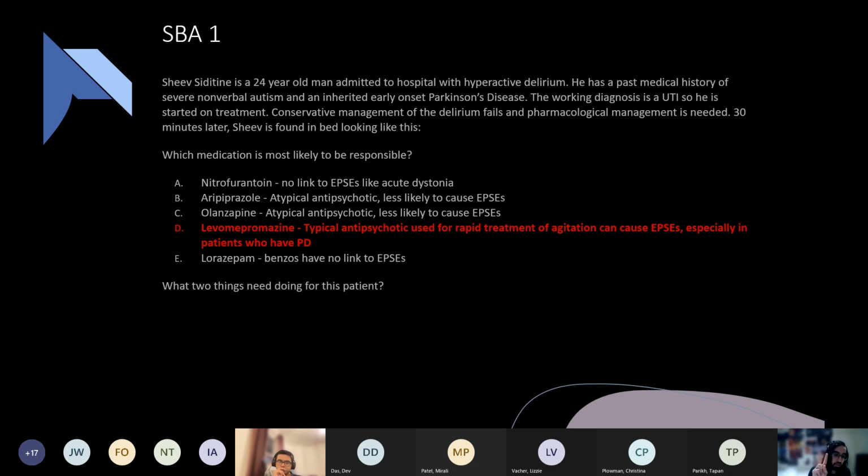Before moving on, what two things does this patient need? Clue: one for the dystonia, one for the Parkinson's, because he's a Parkinson's patient.